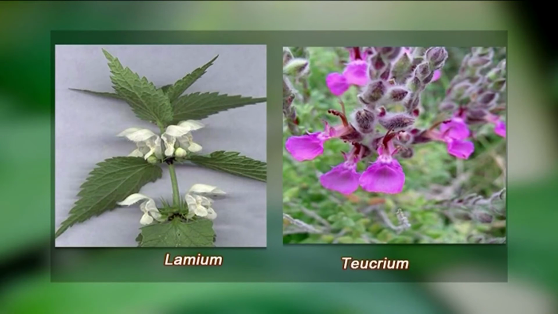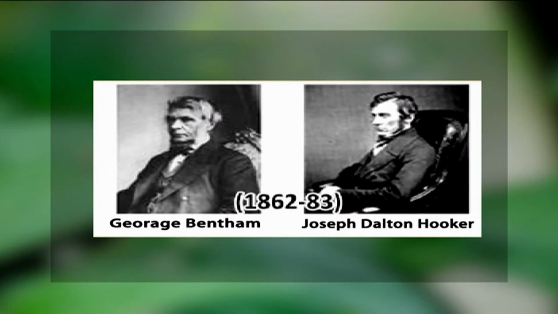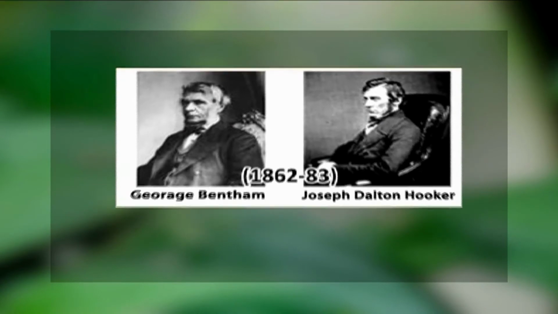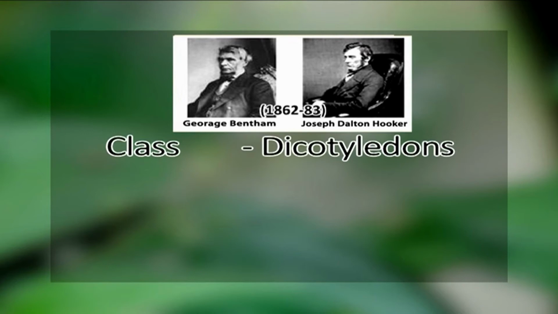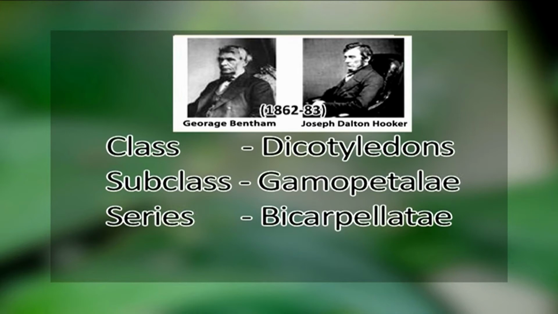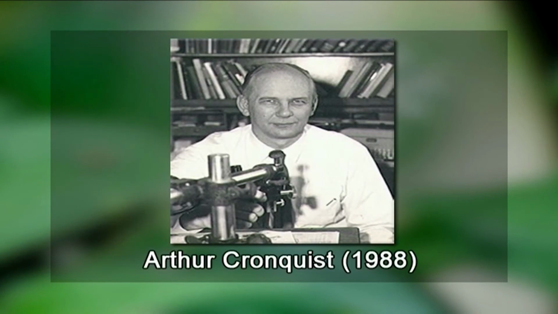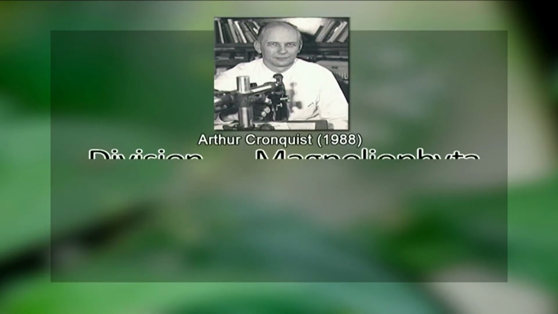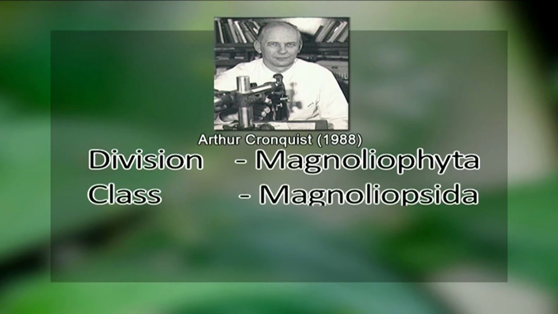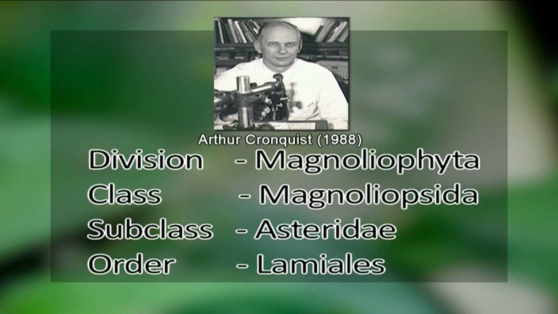Now let us discuss the systematic position of Lamiaceae, starting with the classification by the two British botanists Bentham and Hooker. These two British botanists classified Lamiaceae under the class Dicotyledons, subclass Gamopetalae, series Bicarpellatae, and the order Lamiales. Then Cronquist classified it at the division Magnoliophyta, class Magnoliopsida, subclass Asteridae, and the order Lamiales.